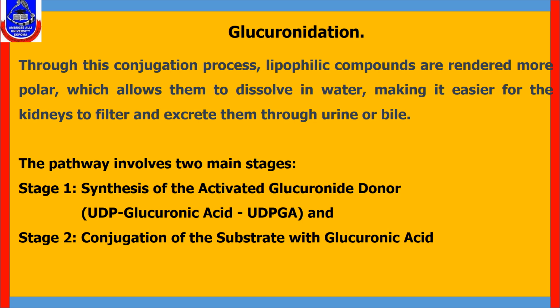Through this process, lipophilic compounds are rendered more polar, which allows them to dissolve in water, making it easier for the kidneys to filter and excrete them through urine or bile. The process of glucuronidation involves two main stages. Stage 1 is the synthesis of the activated glucuronide donor, which is UDP glucuronic acid, and stage 2 is conjugation of the substrate with glucuronic acid.